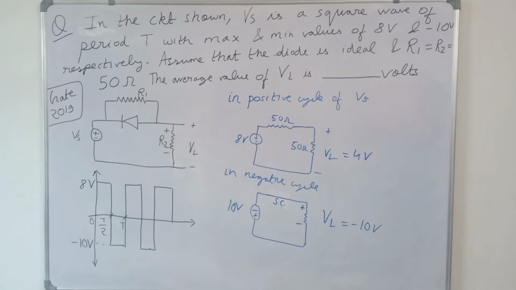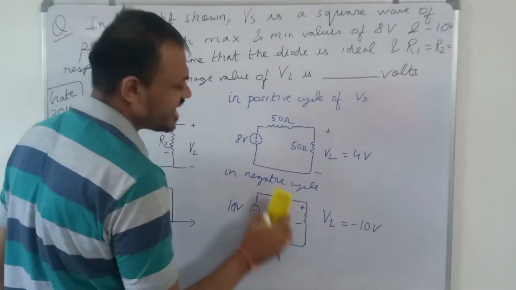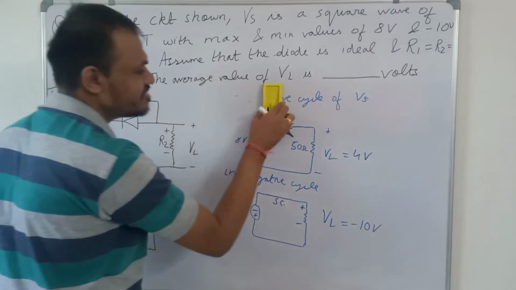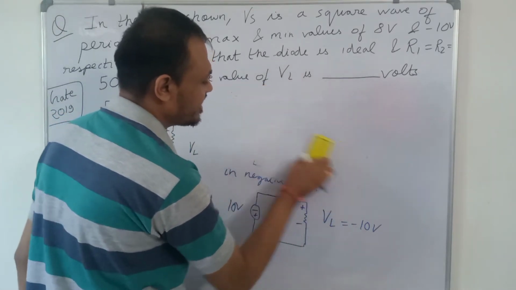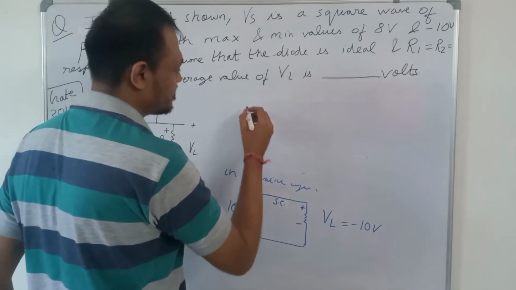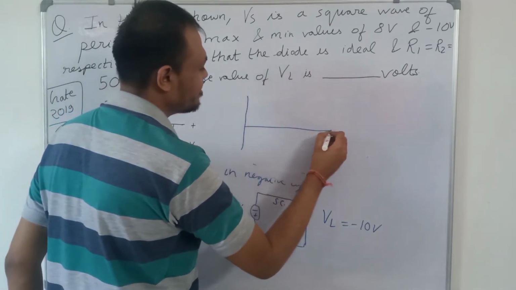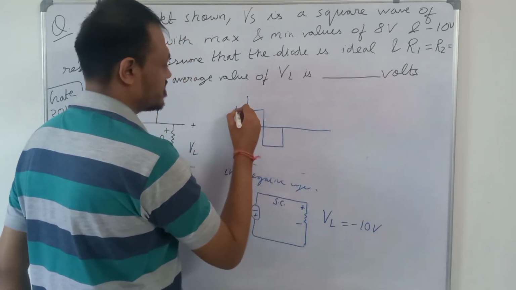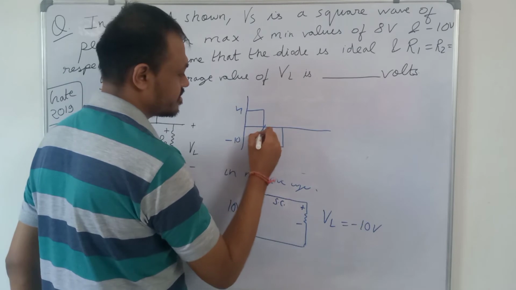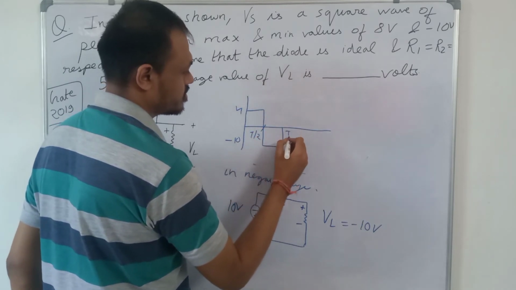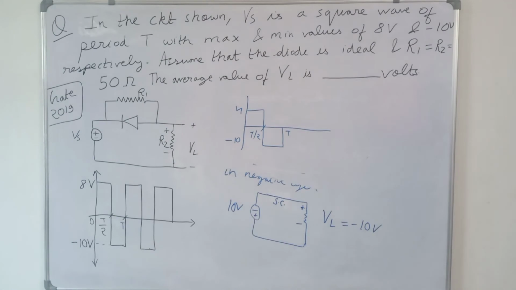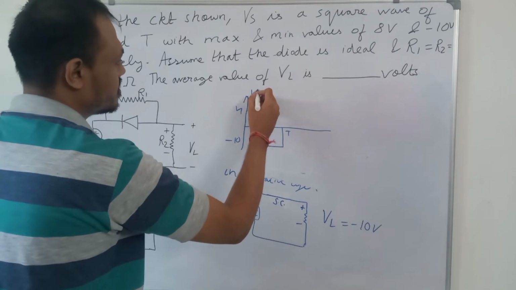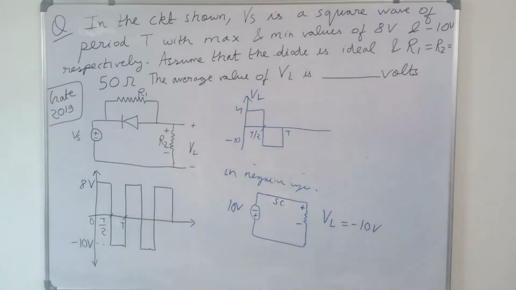So we can draw the waveform of the voltage VL in this way, because in the positive cycle VL is plus 4 volt and in the negative cycle VL is minus 10 volt. So the voltage VL will be like this: 4 and minus 10. From 0 to T by 2 the value of VL is 4 volt, and from T by 2 to T the value of VL is minus 10 volt.